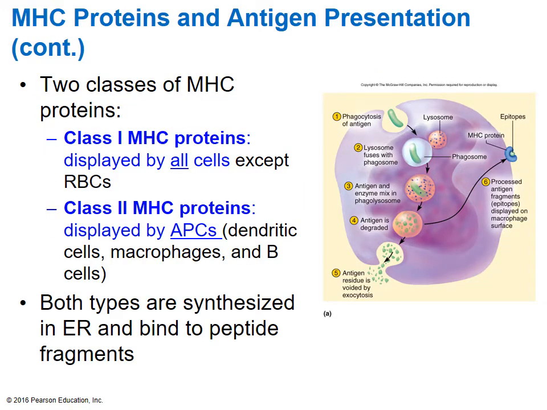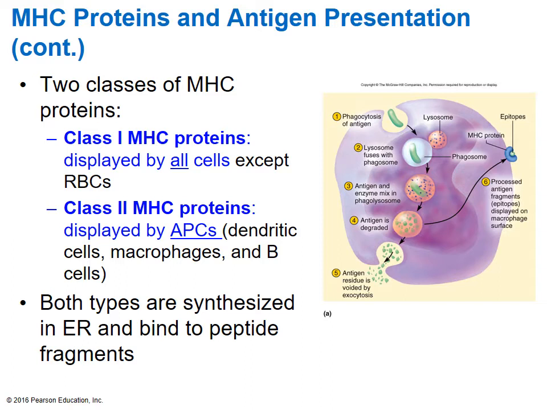Here is a little bit of a closer look at the differences between class 1 and class 2 MHCs. Class 1 MHC proteins will be displayed on every single one of our cells, with the exception of the red blood cells. Class 2 MHCs will only be displayed on antigen-presenting cells. So those are going to be your dendritic cells, your macrophages, as well as your B cells.